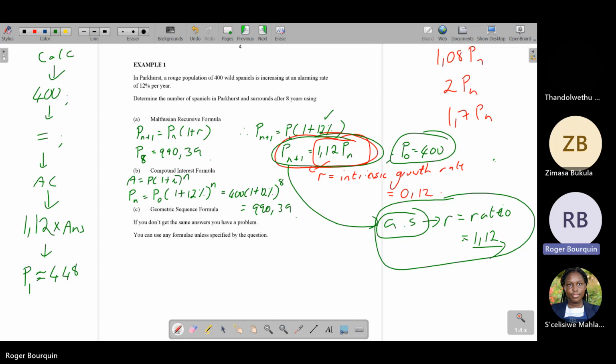Generally, we're not going to use this. Geometric we're generally not going to use, but if we did try to use it, you'd have to go Tn is equal to ar to the n minus 1. Our starting value of a is 400.